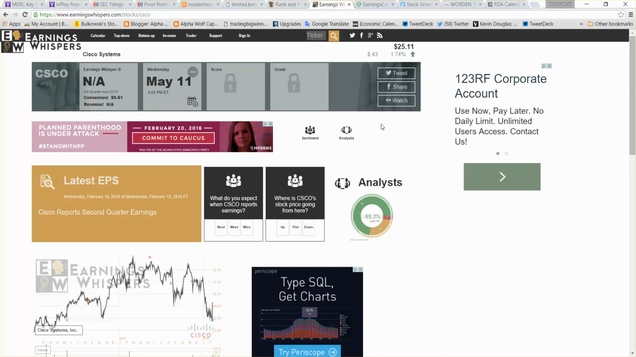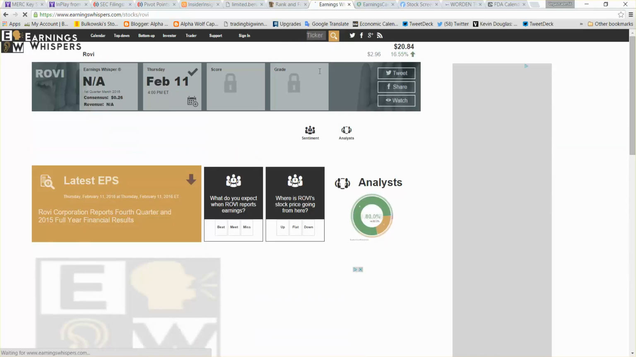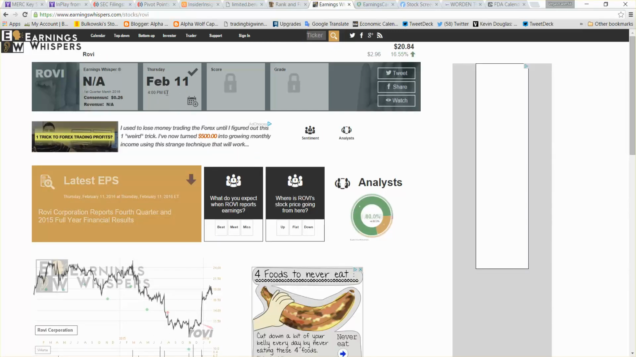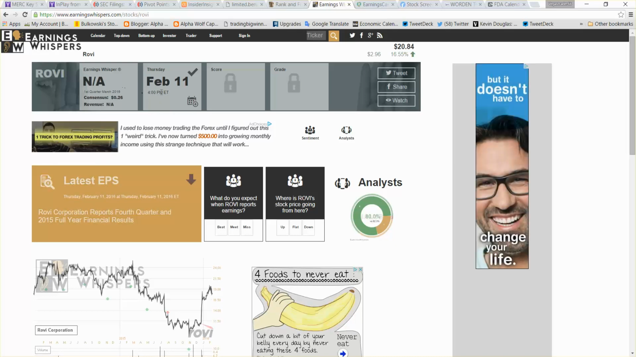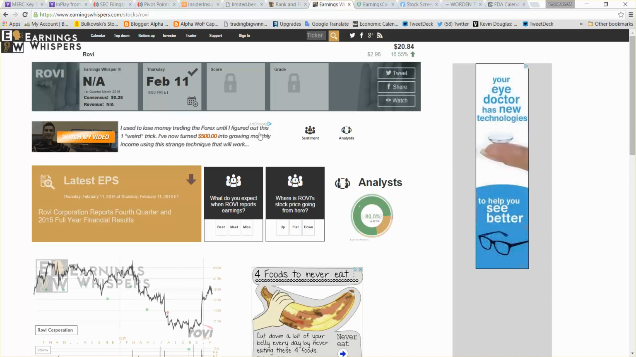The next one that I want you to bookmark is Earnings Whisper, and I probably underutilized this tool. The only thing I use this tool for is to identify when a company is going to report their earnings. It tells me right here if there's a check mark, it's confirmed, and they actually just reported today.